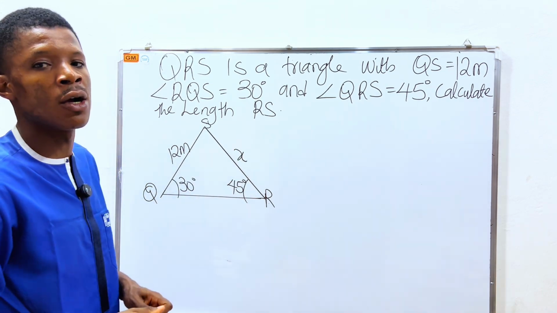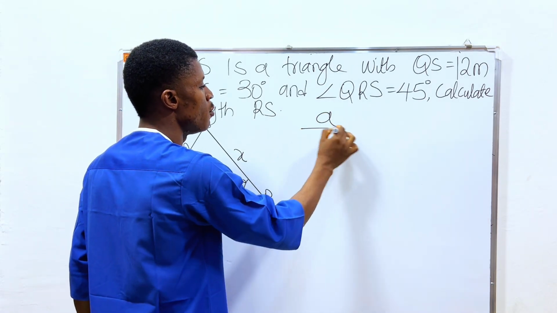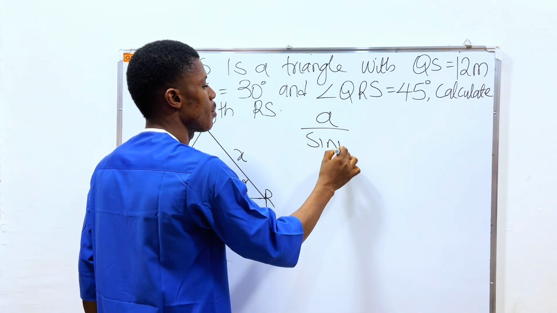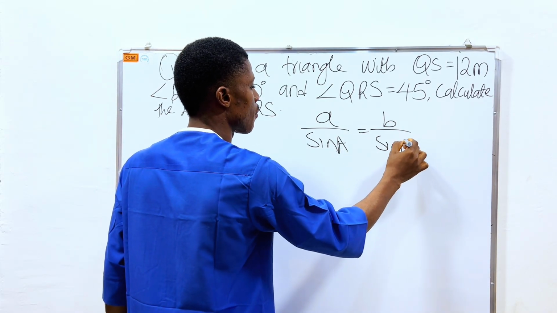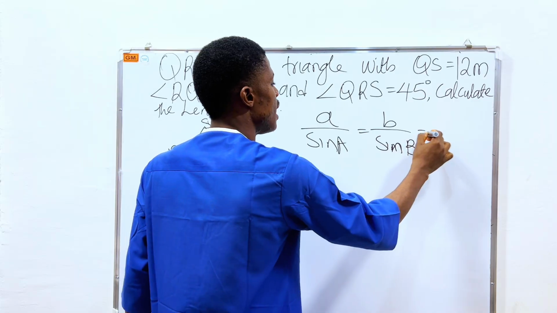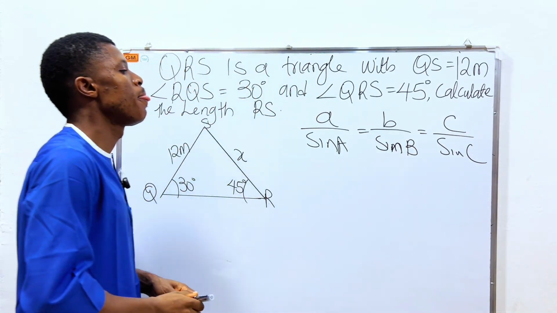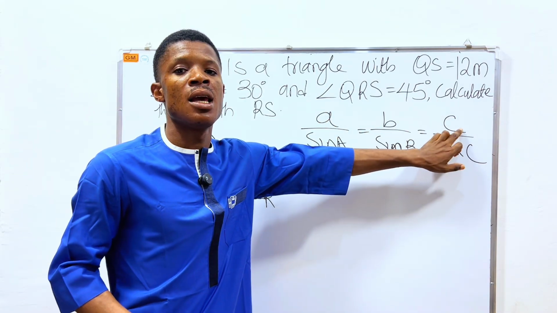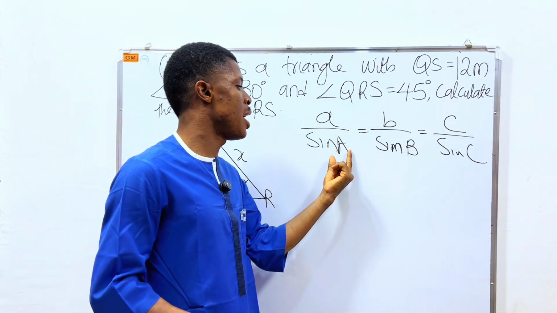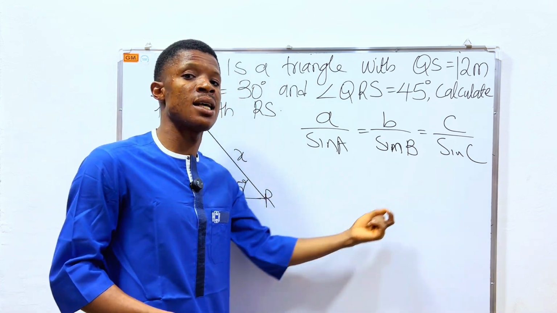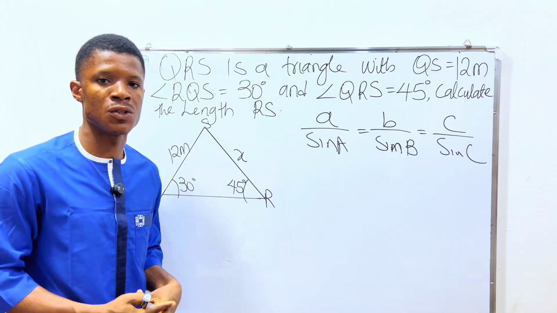To solve it, we are going to use the sine rule. The sine rule says that a over sine A is equal to b over sine B, and that's equal to c over sine C, where a, b, c are the sides of the triangle, and the capital letters are the angles in the triangle with respect to their positions.